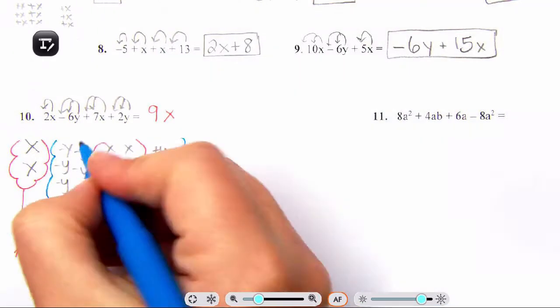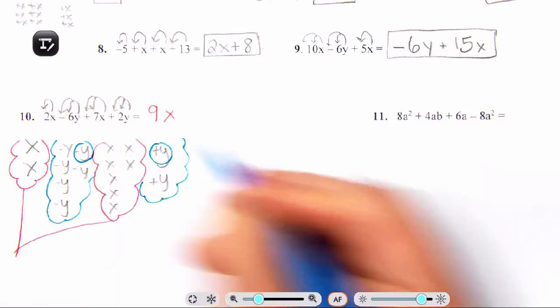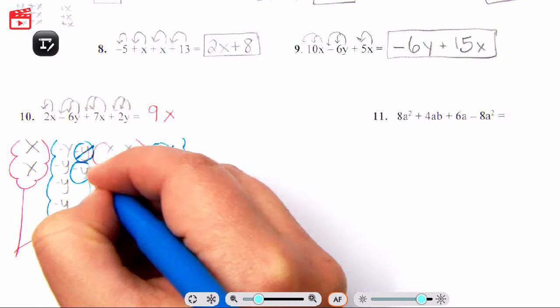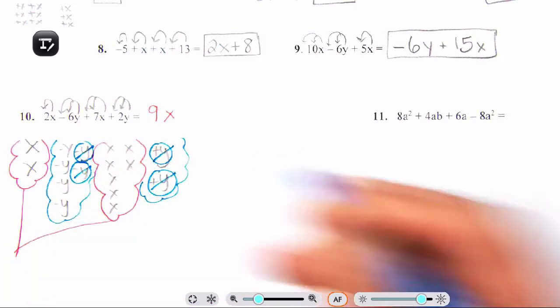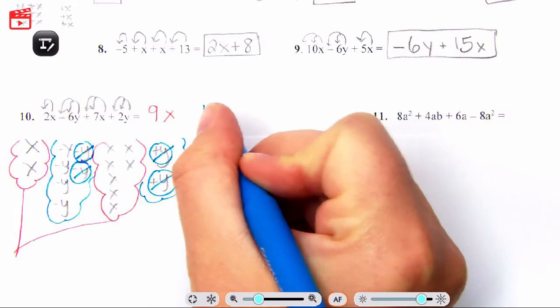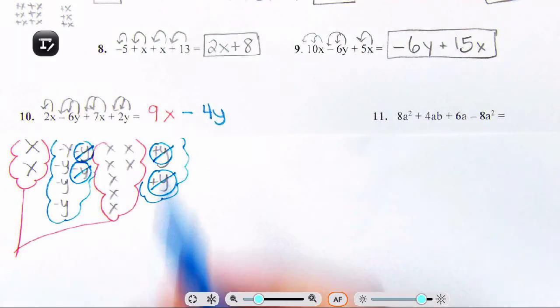And let's combine our y's. Now for y's, I see a minus y and a plus y. We know that that means it's nothing. We're going to cross it out. A minus y and a plus y. This means nothing. We're going to cross it out. So what am I left over with? 1, 2, 3, 4 y's that are negative.